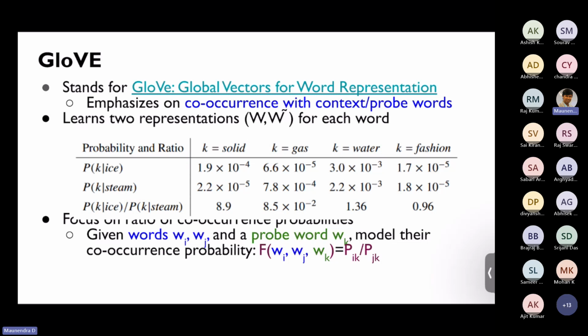So if you look at all these different combinations, and suppose we are looking at this pair, ice and steam, we can identify a few probe words or anchor words and see how well my words of interest, ice and steam, co-occur with the probe words like solid, gas, water, and fashion. And then we look at these probabilities.